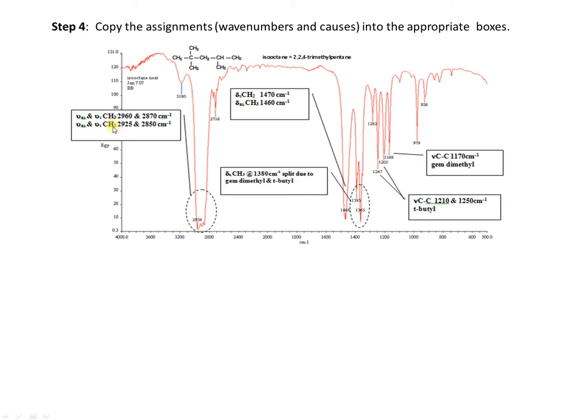Methyl and methylene asymmetric and symmetric stretches. Four bands co-absorbing here. Methyl and methylene bends, 1460, 1470, co-absorbing here. The unique band at 1380, which is split by both the gem dimethyl and the t-butyl. And then we have this carbon-to-carbon stretch at 1170 due to the gem dimethyl group, and the carbon-to-carbon stretches at 1210 and 1250 due to the t-butyl group.